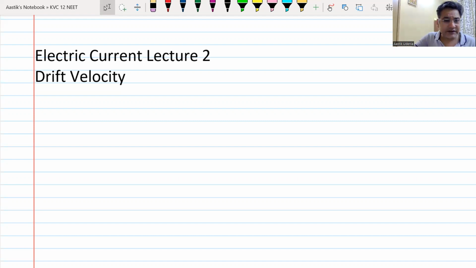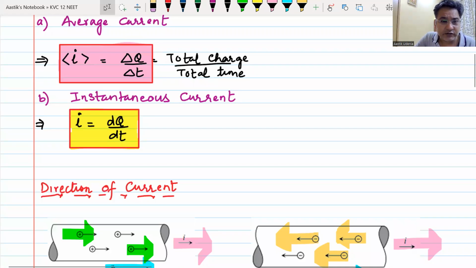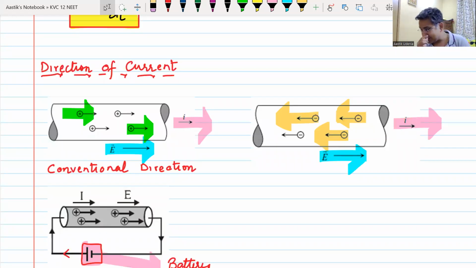Now, in the previous lecture, we had seen what current was. We had seen that current is the rate of flow of charge, and we had seen the two types of current: average current, which is total charge divided by total time, and instantaneous current, which is the rate of flow of charge. We had also seen the direction of current, and you should always remember what the direction of current is taken as. We call it the conventional direction of current flow.